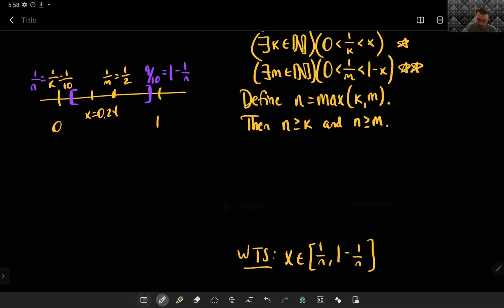Okay, but I don't want to talk about n. I want to talk about 1 over n. And so 1 over n, if I'm swapping it, would be less than or equal to 1 over k. If you take the reciprocal, the sign flips. And I want to talk about 1 minus 1 over n here. So how can I do that? Well, you would also have 1 over n is less than or equal to 1 over m.